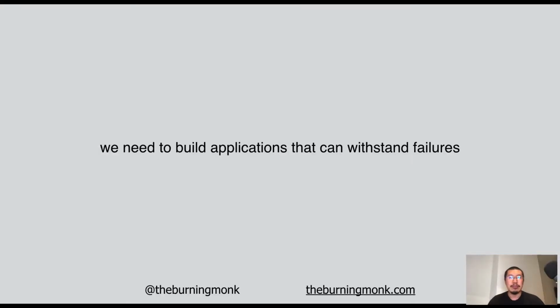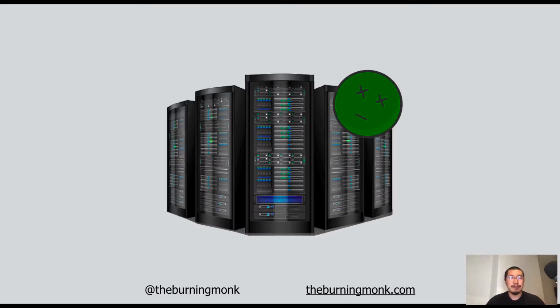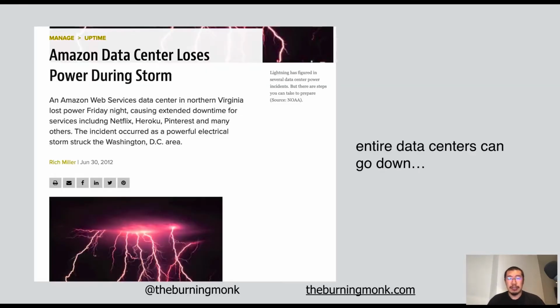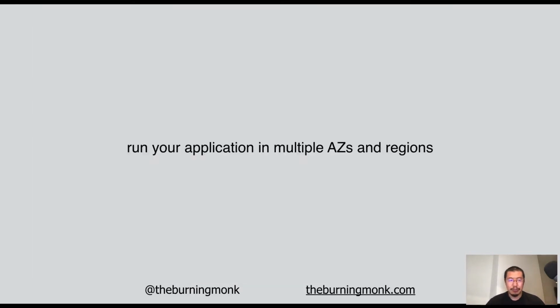But what we can do is to build applications that can withstand different forms of failures and quickly recover from them. For example, in a data center, hardware fails all the time. And to withstand hardware failure, we run our application on multiple servers so we can withstand failures to individual servers. And since data centers, or in AWS terms, availability zones, can go down in exceptional circumstances, of course, we run our application across multiple availability zones or even multiple regions to withstand failures that affect entire availability zones or regions.